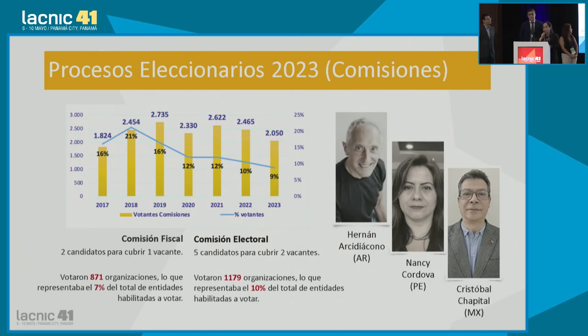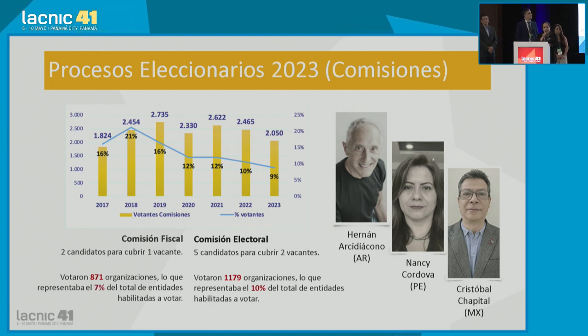In 2023, we had elections of the fiscal and electoral committees. For the fiscal committee, we had 2 candidates to cover 1 vacancy. In that election, 871 organizations voted, accounting for 7% of the total number of entities that are enabled to vote. At the time, the candidate that won was Mr. Hernan Archidiacono from Argentina for the Fiscal Committee.